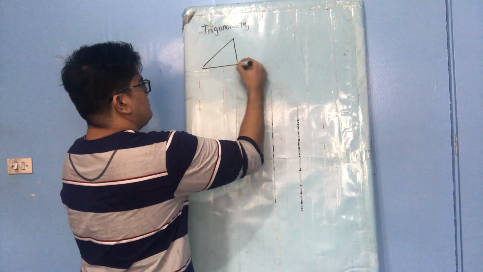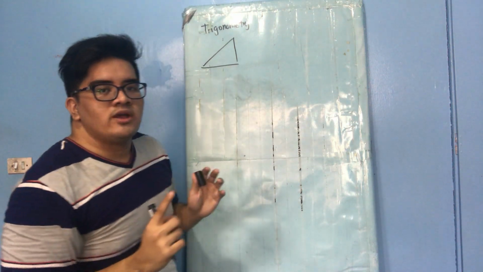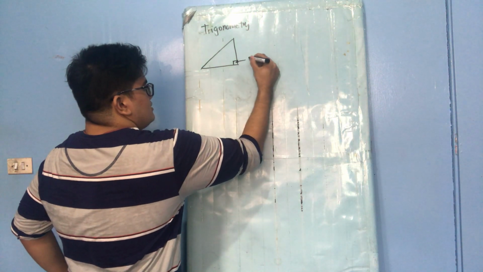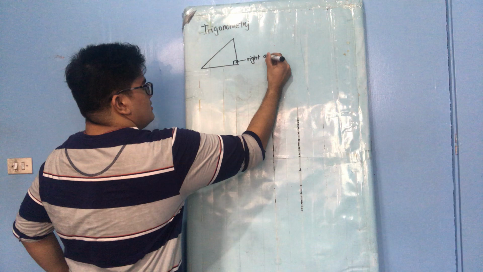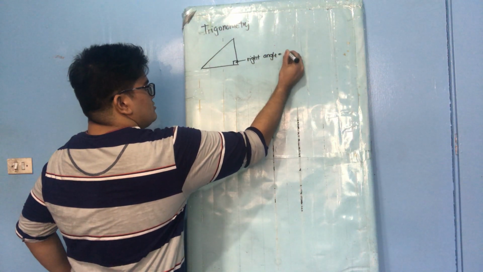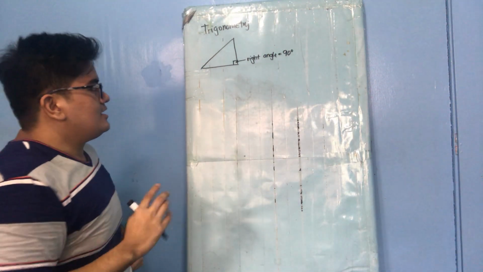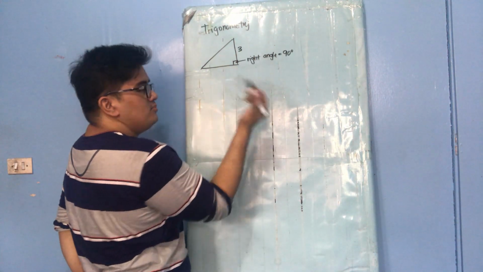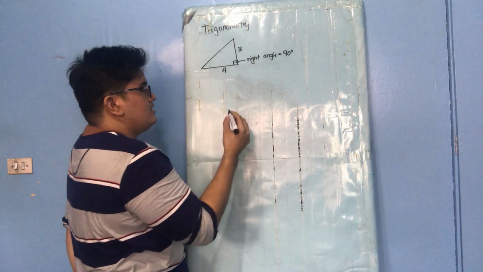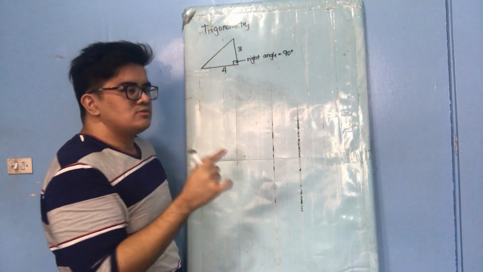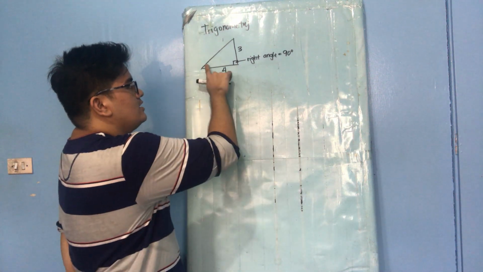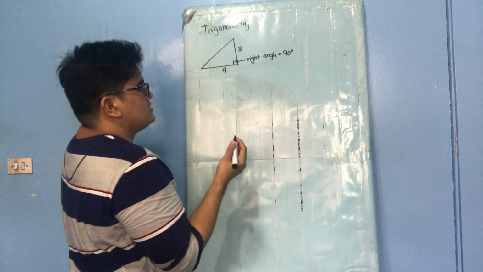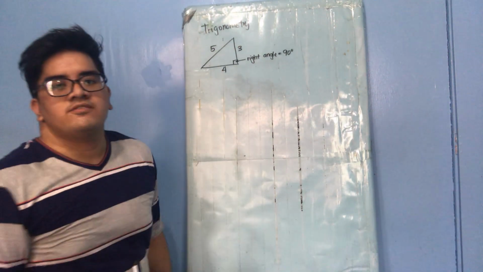Let's say we have a right triangle, and when I say it's a right triangle, one of the angles here is 90 degrees. That right here is a right angle, which is equal to 90 degrees. And let's say the height of this triangle is 3, and the base is 4, and the hypotenuse, when I say the hypotenuse, it is the side opposite the right angle, and it's the longest side of a right triangle. And let's say the hypotenuse is going to be 5.